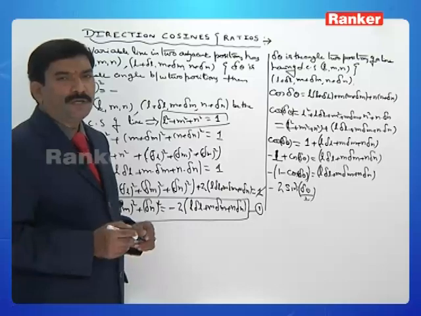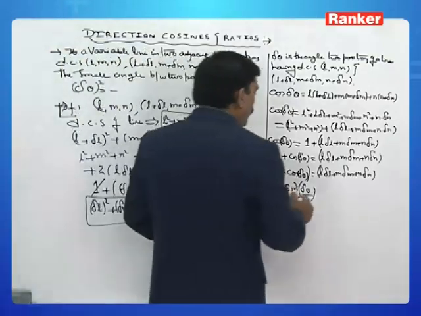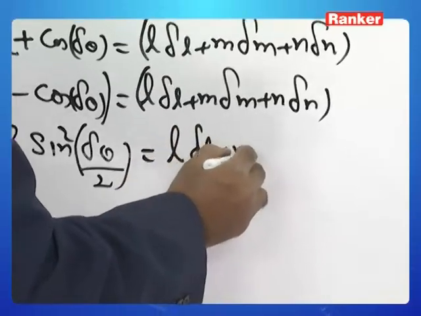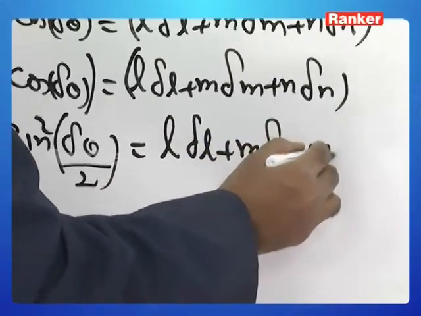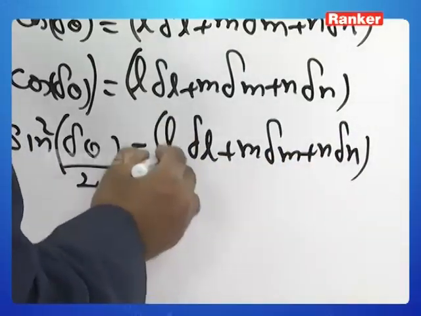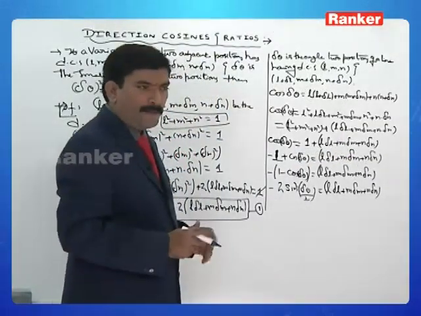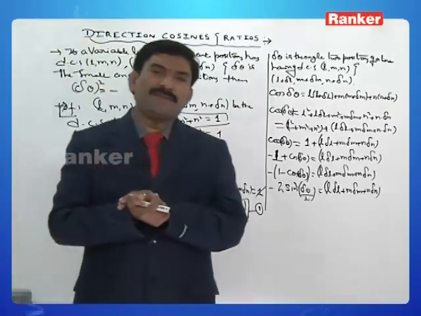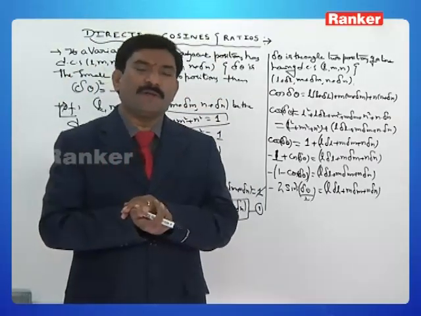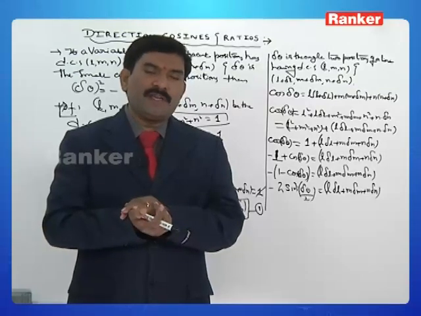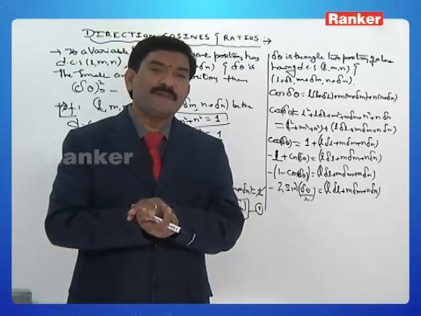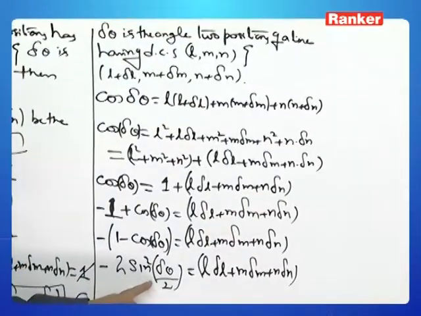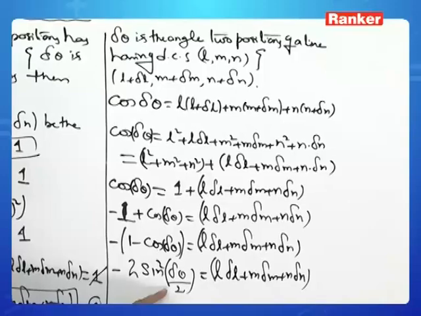2 sine square dou theta by 2 is equal to L into dou L plus M into dou M plus N into dou N. Followed? We know that already the range of sine is minus 1 to 1, closed interval. Sine square is what? 0 to 1. Now look here, this value is always less than or equal to 1, correct or not?